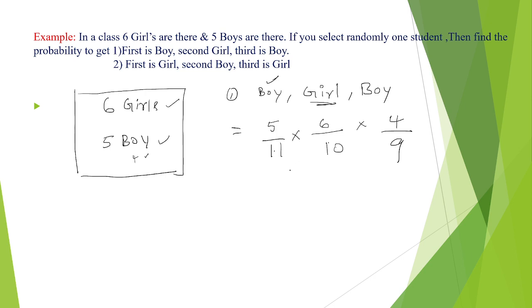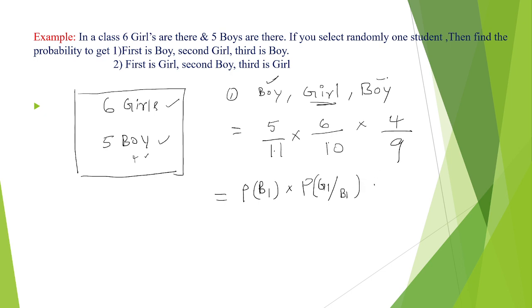So like this we can calculate the probability. To write the probability: first is a boy, the probability to get a boy 1, multiplied with the probability to get a girl, given that boy 1 is already left. That is the condition, the second case.